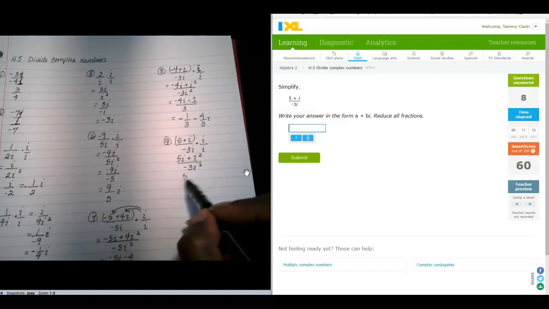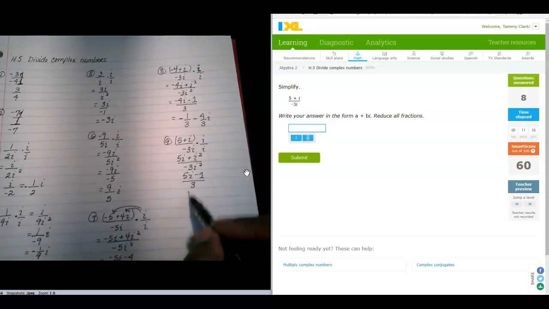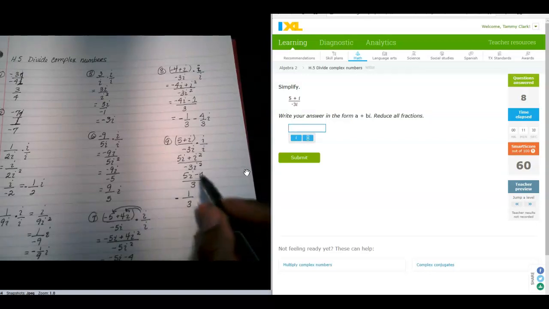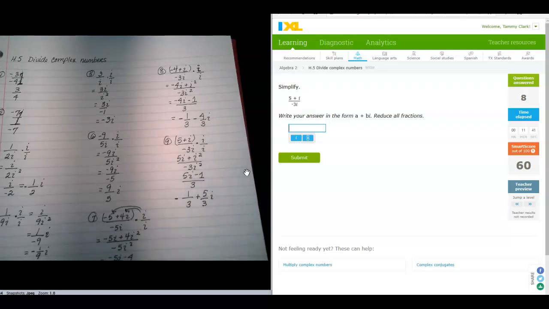So we've got 5I. I squared is negative 1. And then we've got, again, I squared is negative 1. Negative 1 times negative 3 is positive 3. We're going to write our real part first. 1 over 3, and we know it's negative because of this sign. But this time our imaginary part is positive, so we're going to put a plus sign here. And that would be 5 over 3 I.